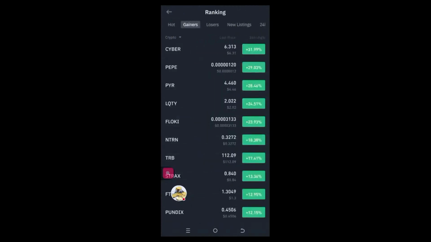So let's go ahead. Let's do this. I'm going to be choosing any coin that I see that fits my budget. Don't forget, we have about $440 that we're going to be working with.